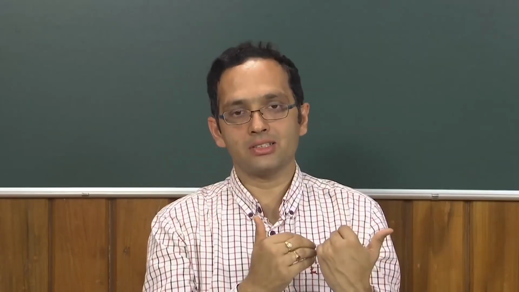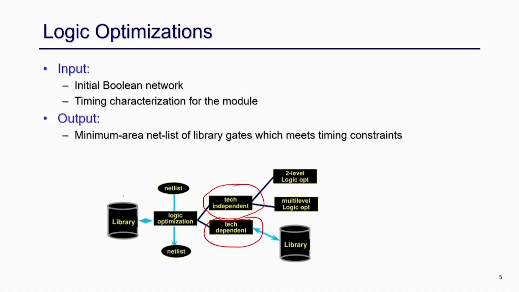So the idea is that we have two steps. First, we try to optimize without considering the target architecture, target devices. We make it independent of the target technology, and then we do the technology dependent optimizations. So today we are going to primarily discuss this independent part, and there are two primary kinds of optimization that are important: one is called two level logic optimization, and the second one is multi-level logic optimization.